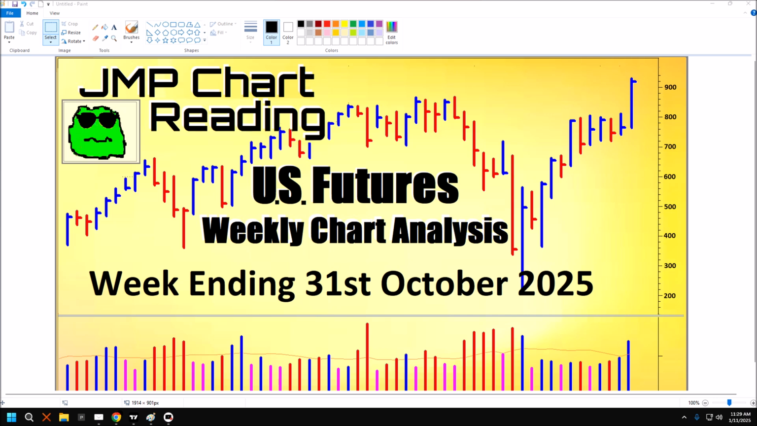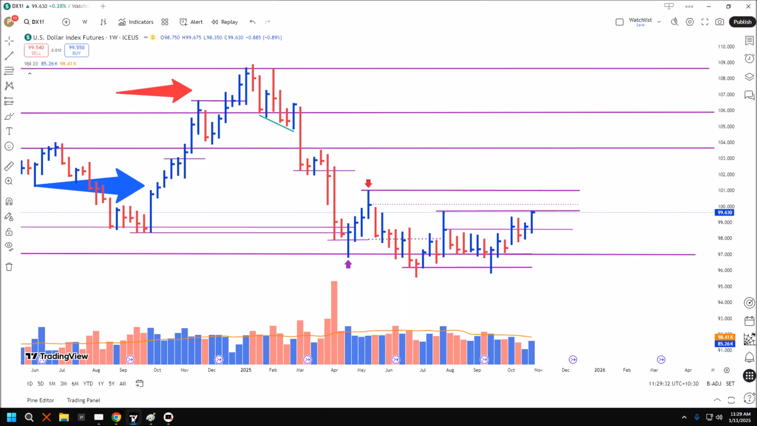This is the US Futures weekly chart analysis for the week ending 31st of October 2025. The first chart is the US dollar index futures, which did push higher this week and up to the highs of this little mini range in here. It closed at a very logical level, this bar's high, and it did push above the more recent high here. So that was a good move.